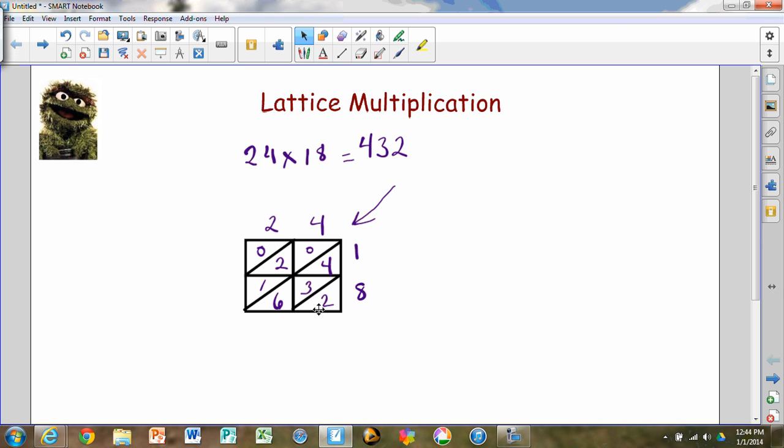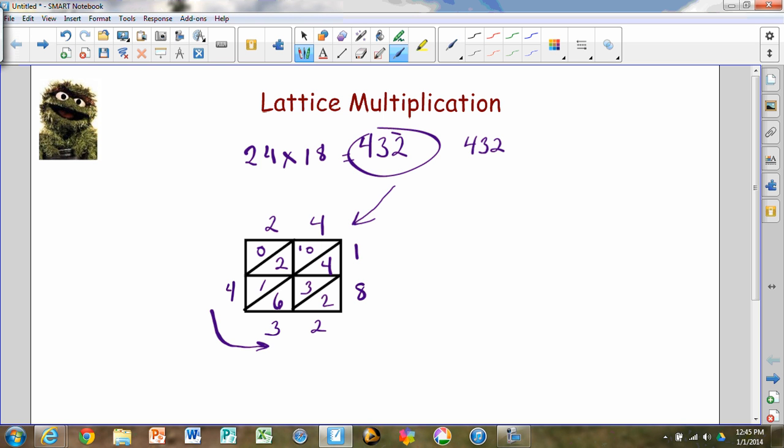So 2 plus nothing is 2. 4 plus 3 is 7. Plus 6 is 13. Now watch what I do with the 1. I carry it up into the next one. 1 plus 0 plus 1 plus 2 more is 3, and 1 more is 4. And 0 is just 0. And your answer is right here, 432. And you can see that equaled the way we did it with the traditional method.